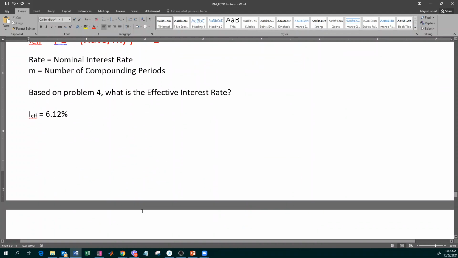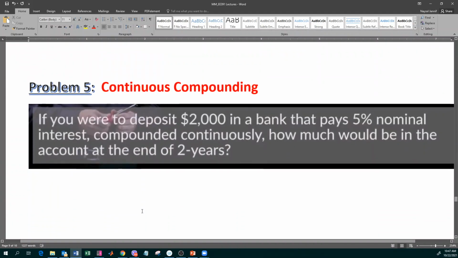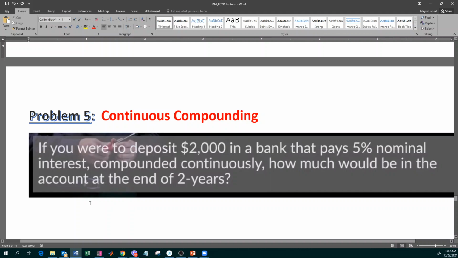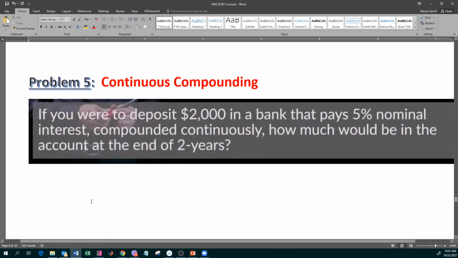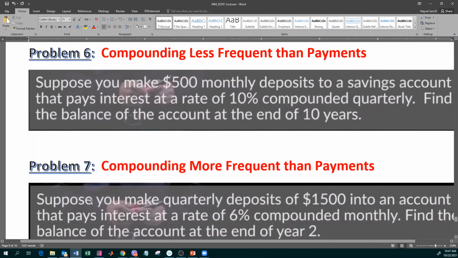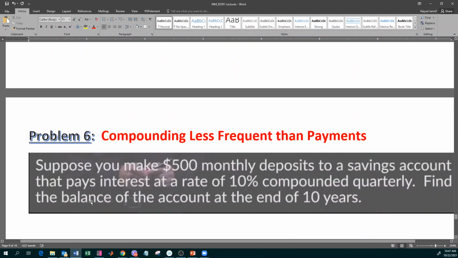Okay, now I'll skip over continuous compounding. We're not quite ready for that yet. We move on to another topic, guys. I want to talk about another topic.